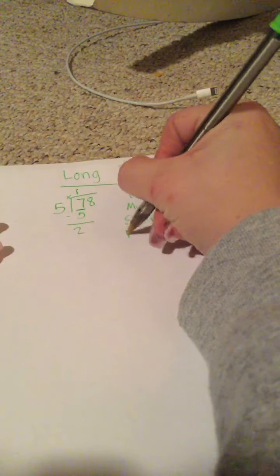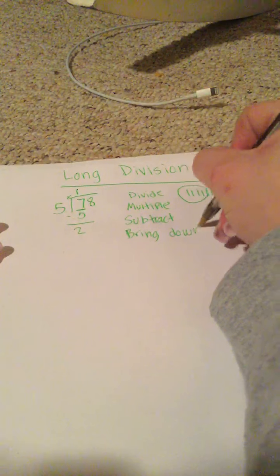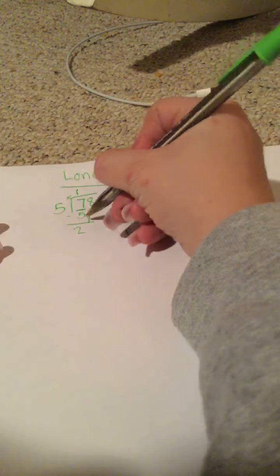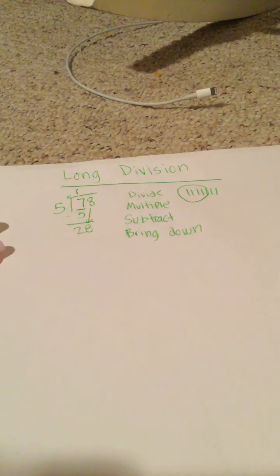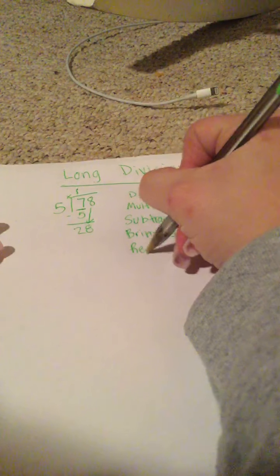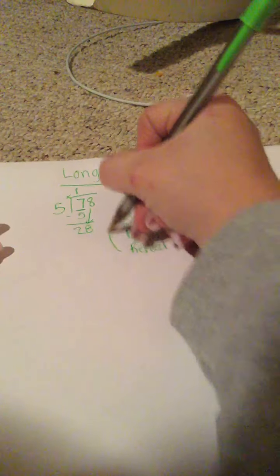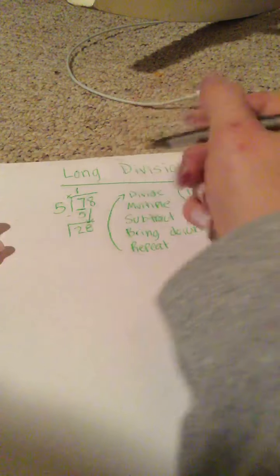Your next step after you subtract is to bring down. Now, what does that mean? It means you're bringing down this other digit. And now it's 28. After you bring it down, you bring it on back and it repeats. So it repeats back up to division. So it's like we started completely over. So now we have 28 divided by 5.